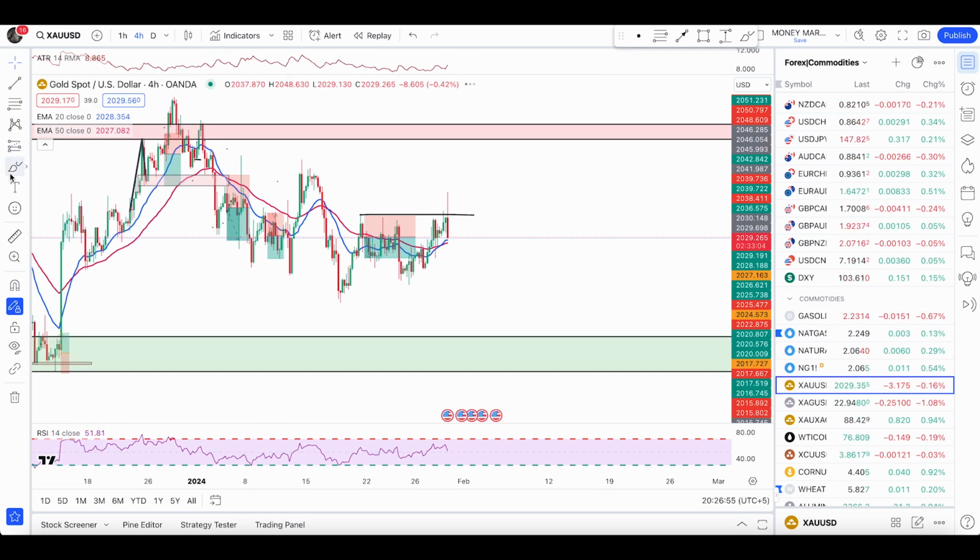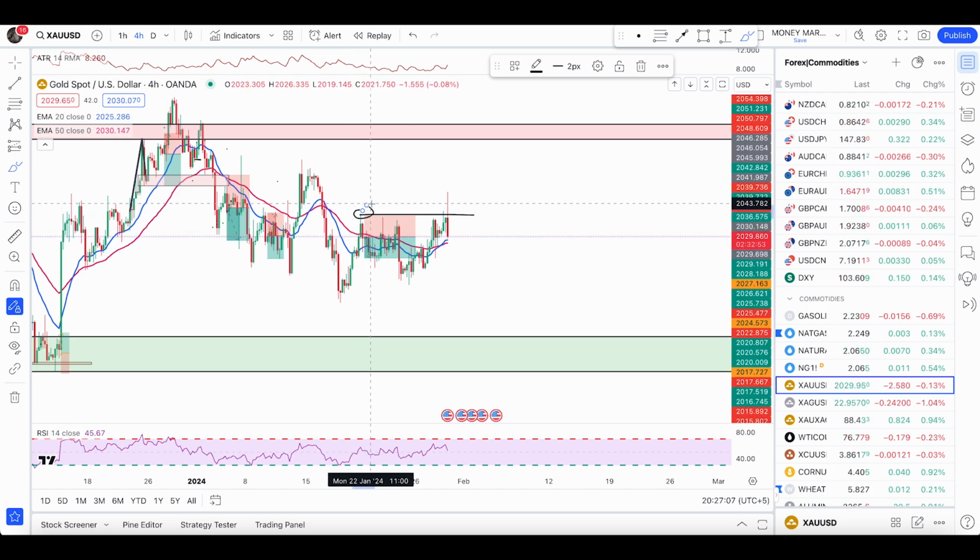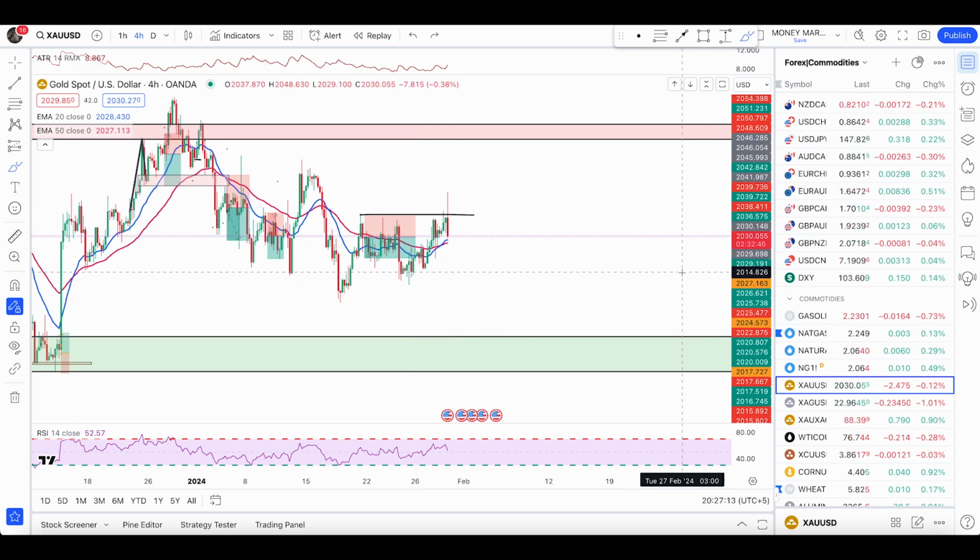Then we have gold. Gold is now above the 50 EMA but still ranging within this box. If you remember my yesterday's video, I've said that all I want to see is a break above this high. Once we have a break above this high, we start to look for our entries. Now we have a push up above this high, but the candle did not close. But now we can start to look for the pullback entry bullish.